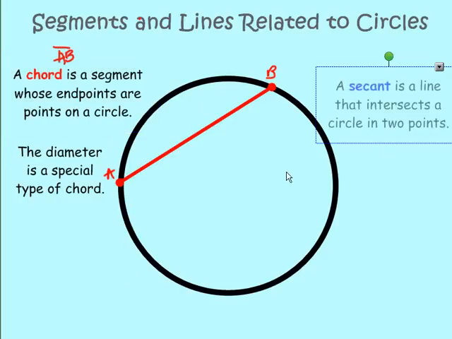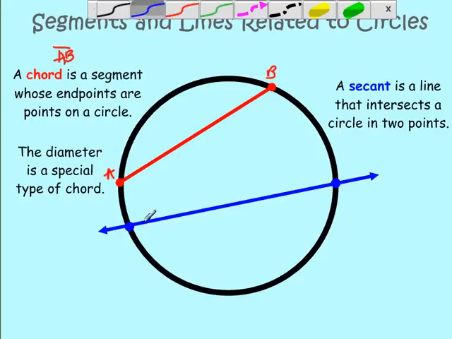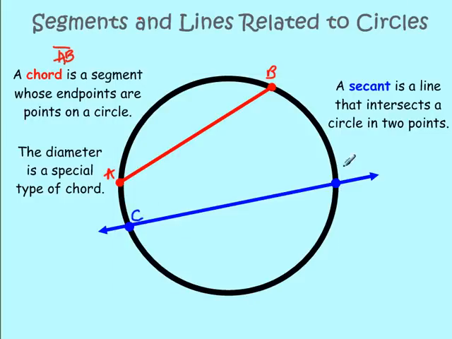Another type of line that is related to the circle is a secant. And the secant is going to pass through the circle, and it's going to have its endpoints on the circle at 2 points. So these 2 points on the circle, and the line is going to pass through the circle, and that line is going to be called the secant. We would name this just like we would name any other line with 2 points that are on it and the line symbol above it.